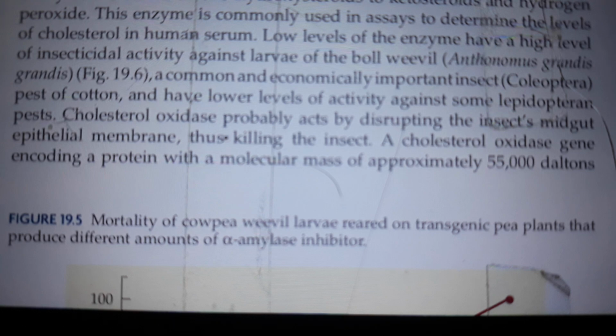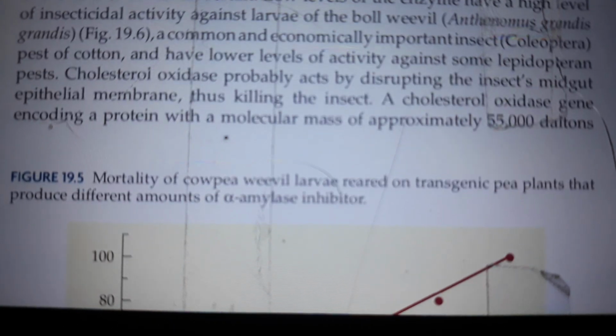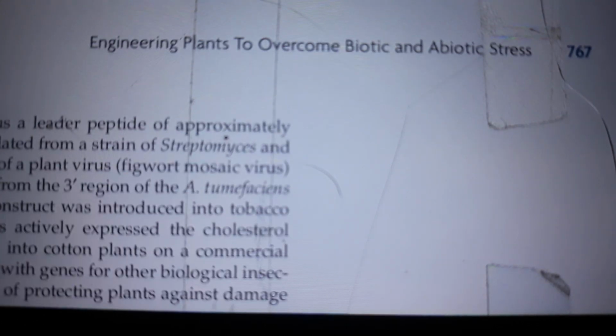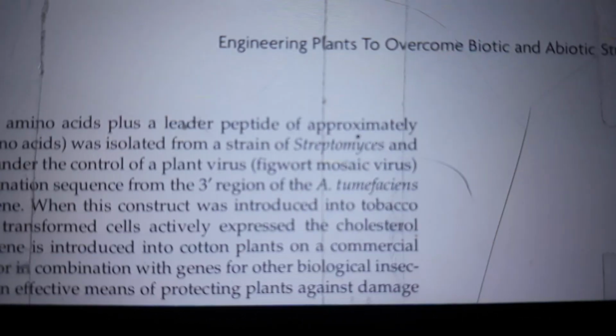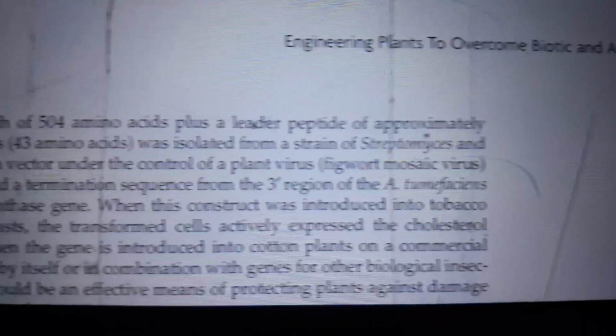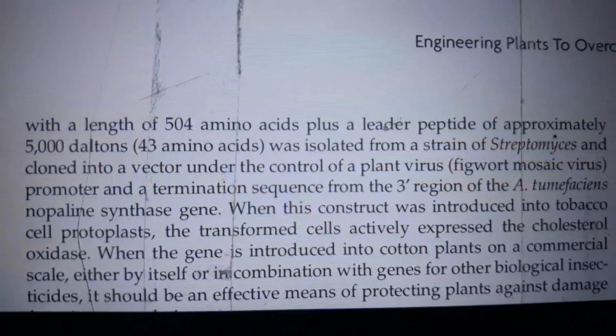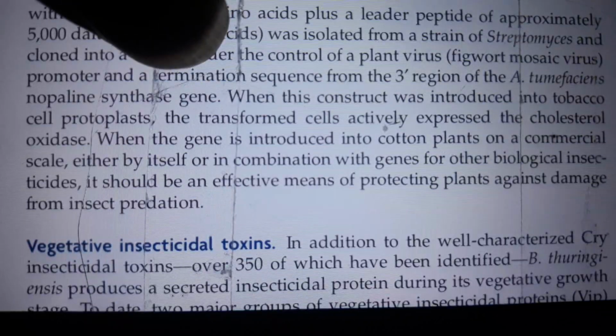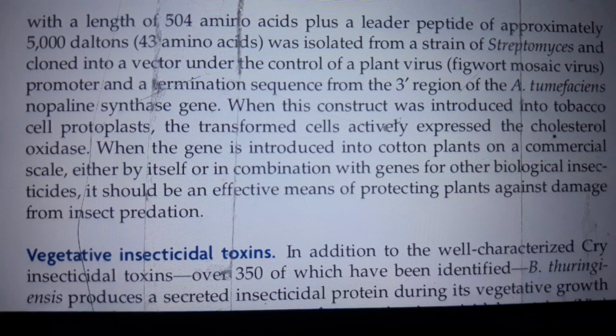The cholesterol oxidase gene, encoding a protein with a molecular mass of approximately 55,000 Daltons with a length of 504 amino acids plus a leader peptide of approximately 5,000 Daltons, 43 amino acids, was isolated from a strain of Streptomyces and cloned into a vector under the control of a plant virus, figwort mosaic virus, promoter, and a termination sequence from the 3' region of the Agrobacterium tumefaciens nopaline synthase gene.